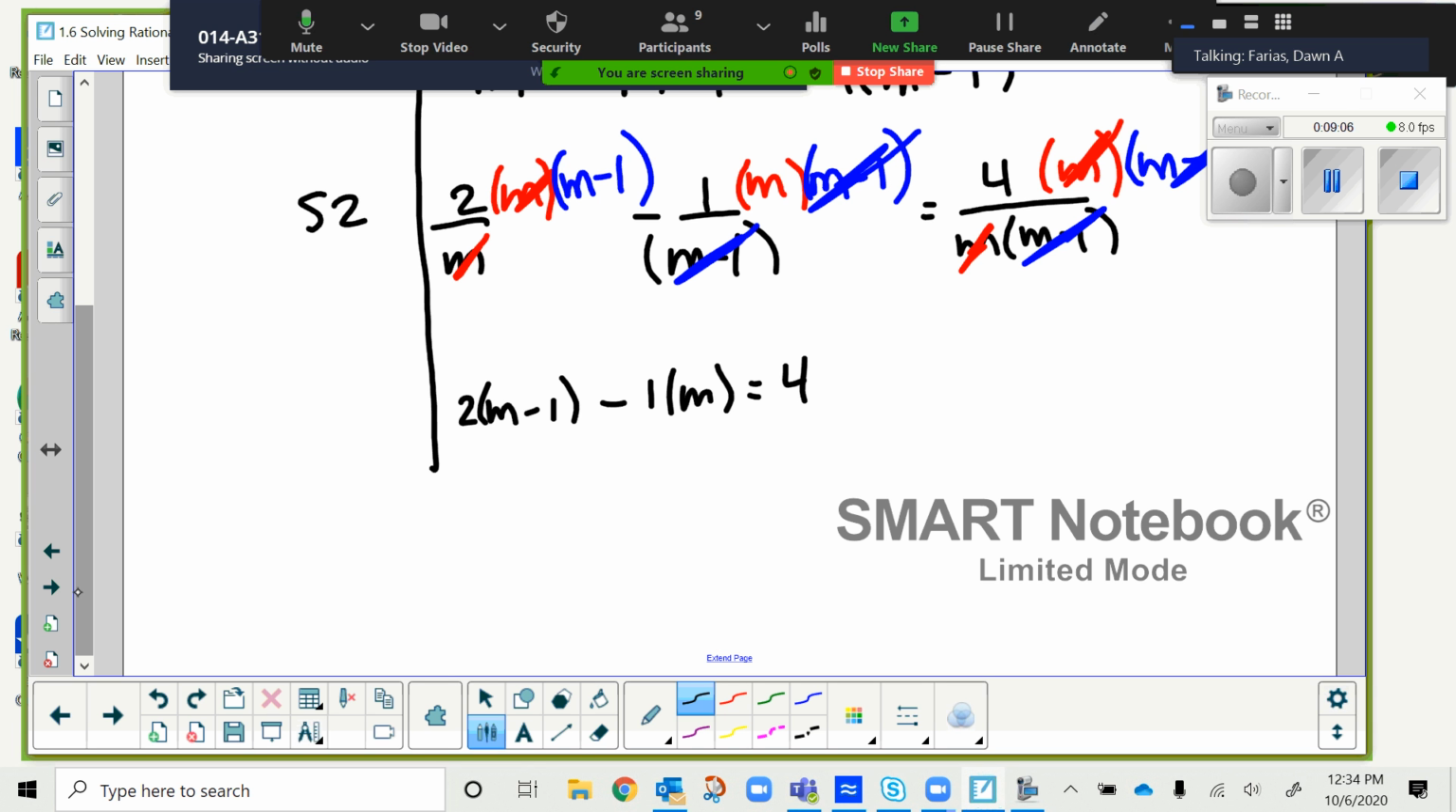And so this is a much easier equation to solve than the original one. So what we've done is we've cleared the denominators. And then step 3 is to distribute and combine like terms. So that's what we're going to do next. Distribute this 2: 2m minus 2 minus 1m equals 4.